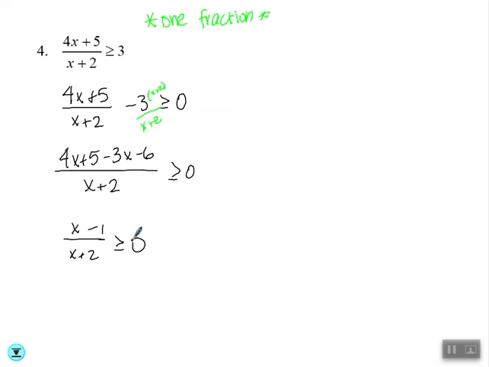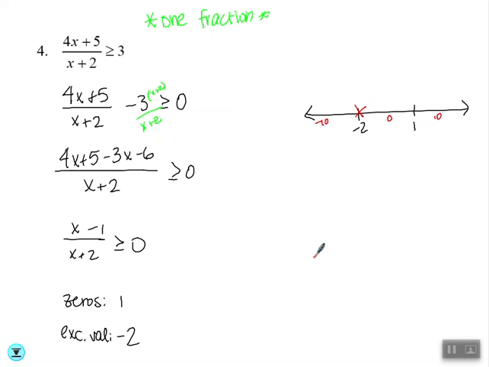So now I'm just looking at x minus 1 over x plus 2 is greater than or equal to 0. My zeros are where the numerator is equal to 0, which is just 1. And my excluded values where the denominator equals 0, which is -2. So now I can make my number line. Since -2 was an excluded value, that means there's a vertical asymptote there. So I'm going to put an X through that so I don't forget. Then I need to pick numbers to test my intervals.